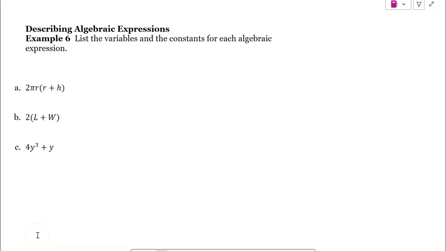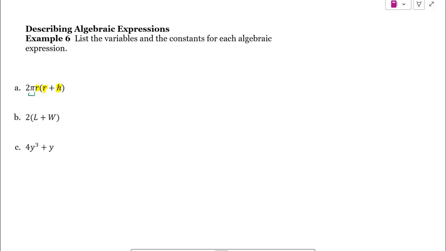Describing algebraic expressions. List the variables and the constants for each algebraic expression. Looking at example A, I've got r, which is a variable, showing up twice here. And then I've also got h, which is a variable. What's interesting about this problem is pi, the symbol pi that's sitting here.